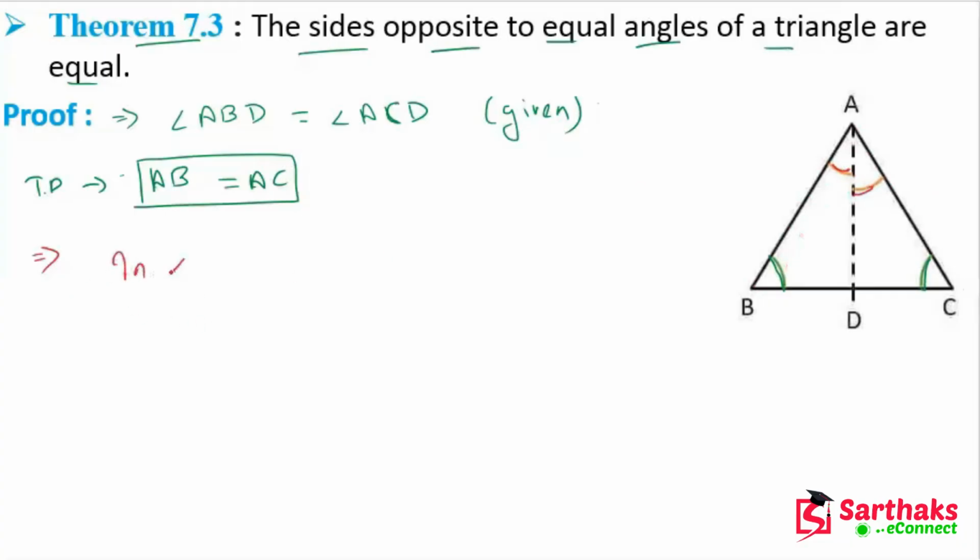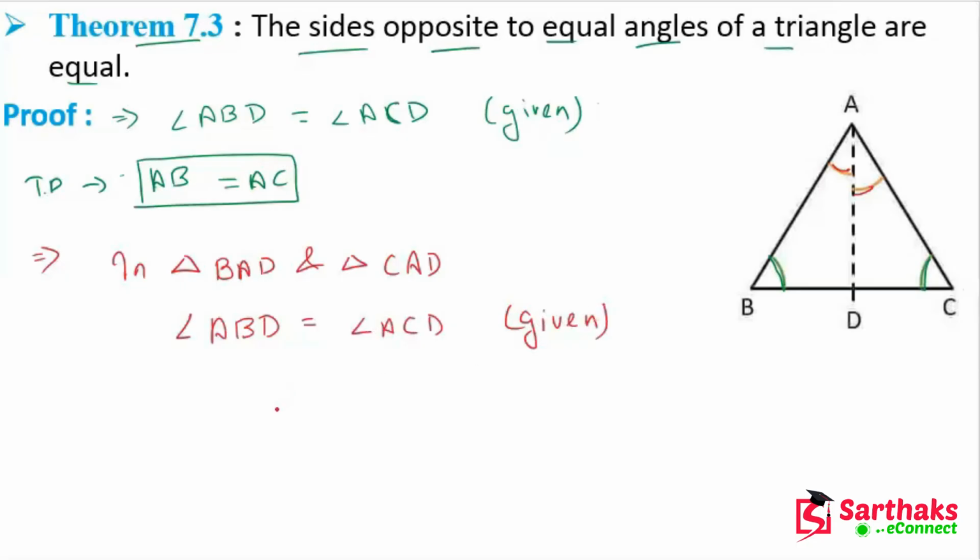So again, in triangle BAD and triangle CAD. Got it? So now from this we can write, as we know, angle ABD is equal to angle ACD. This is given. Okay, I hope you understand these things. And angle BAD means this angle is equal to this angle.